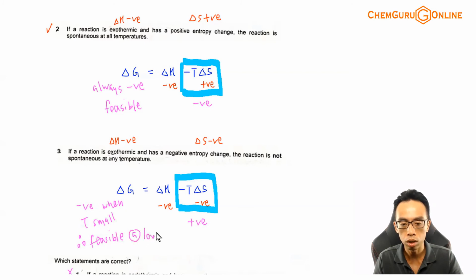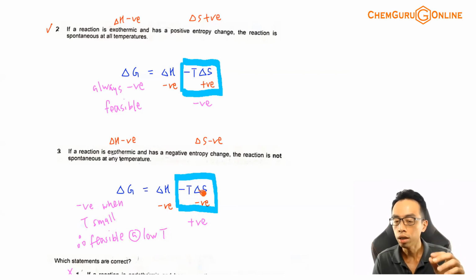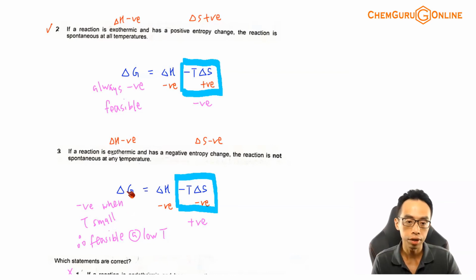lower temperature, at low temperature. Again, if I look at it in this way, when the temperature is low, T is very small, so minus T delta S term, which is a positive term, is a very small positive term. Add to this negative value, most likely your delta G will be negative. So therefore we can deduce that my delta G is negative at lower temperature, or the reaction is feasible at lower temperature. So we have this deduction. Of course, this is not consistent with what the statement is saying. The statement is saying that the reaction is not spontaneous at any temperature, which is not true. It can be spontaneous, but the temperature has to be low, correct?